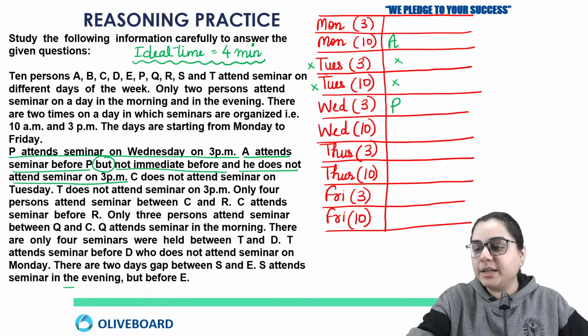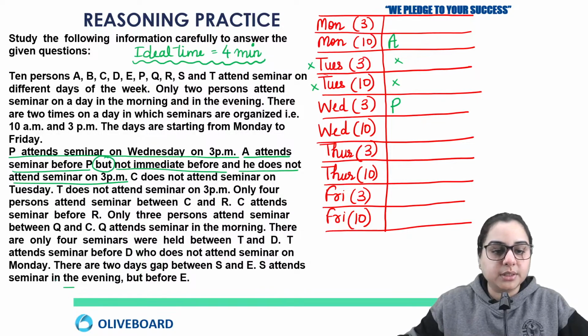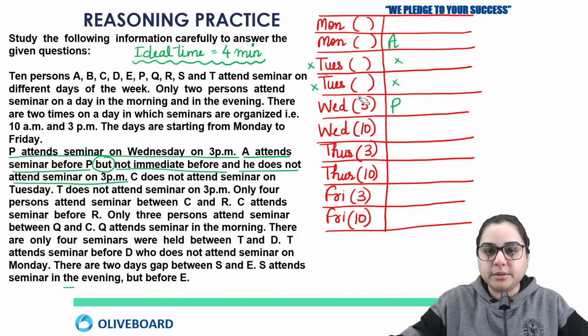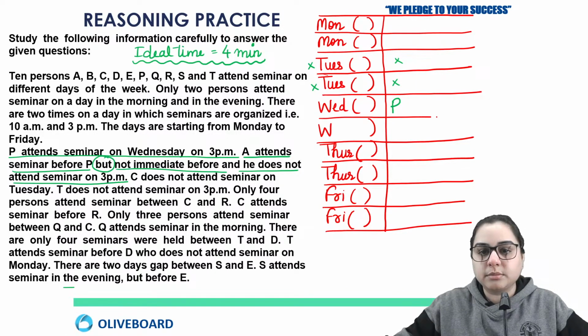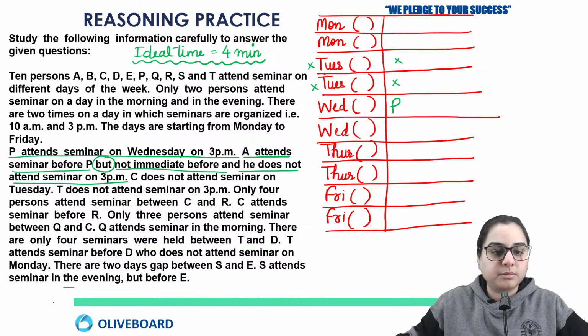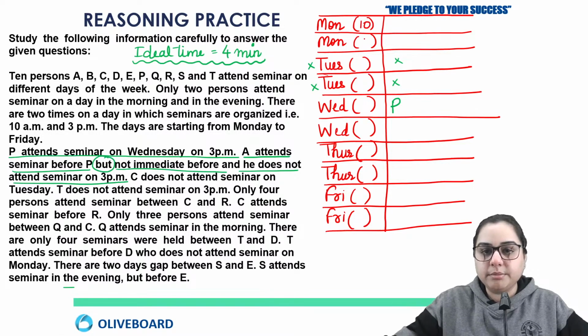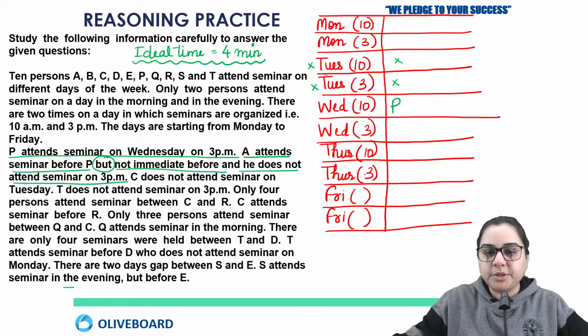Okay, I think I have written the time in the wrong sequence. Yes, it should be 10 then 3, not 3 then 10. But we should change this, because we might face problems later on, when we get information that there are 3 persons between, 4 persons between. So: 10 a.m., 3 p.m., 10 a.m., 3 p.m., 10 a.m., 3 p.m., 10 a.m., 3 p.m. This is your whole reference.